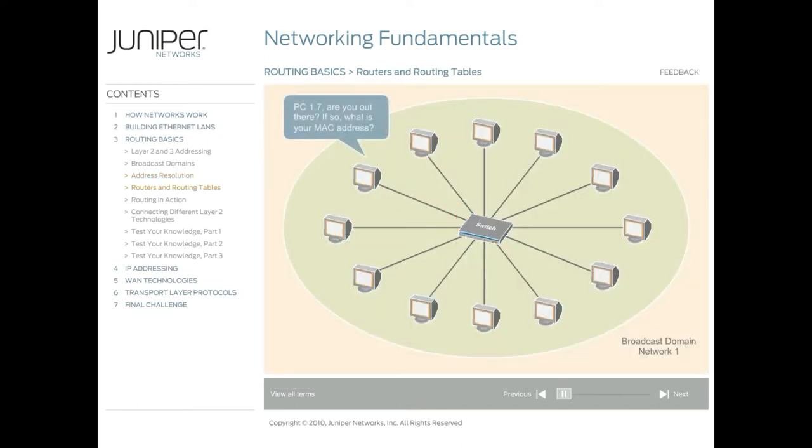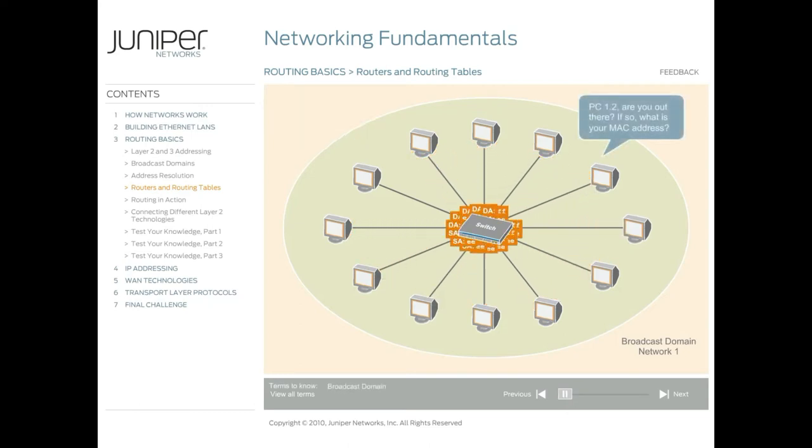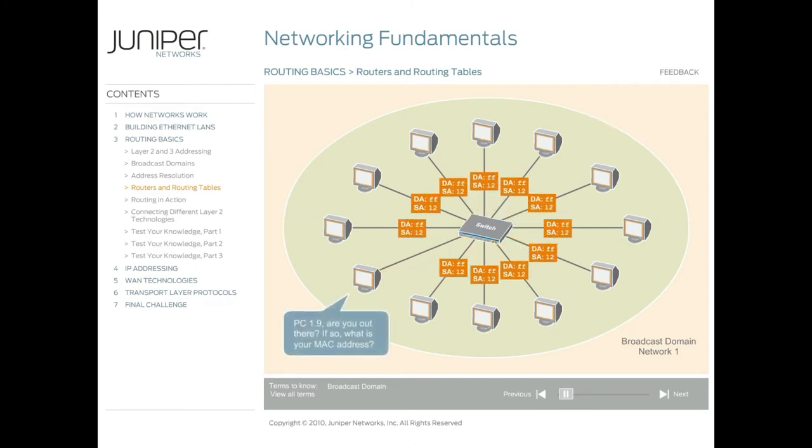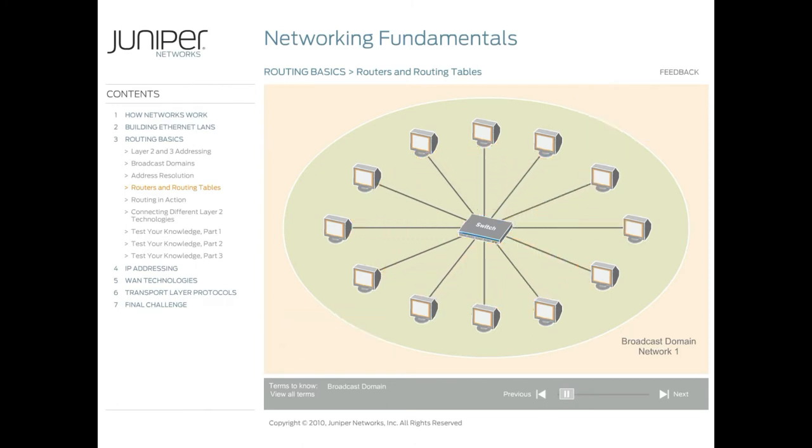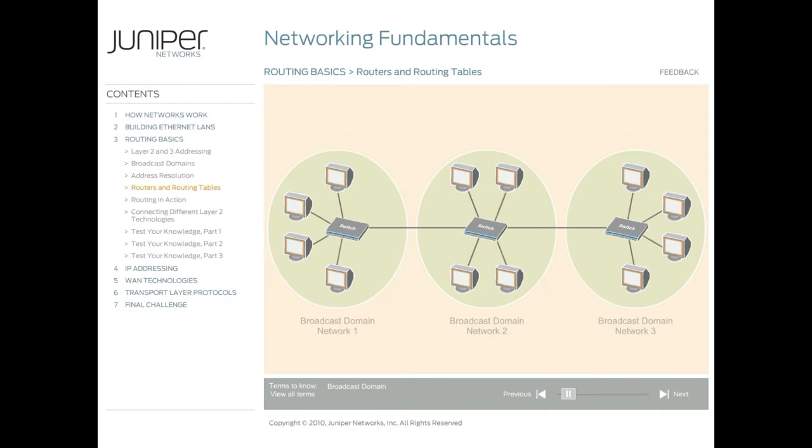On screen, you can quickly see that very large broadcast domains might cause network performance problems due to the increase in the sheer volume of Layer 2 broadcast data flowing between devices. To solve this problem, in much the same way network designers broke up collision domains into smaller segments, they break up broadcast domains into smaller, separate networks.